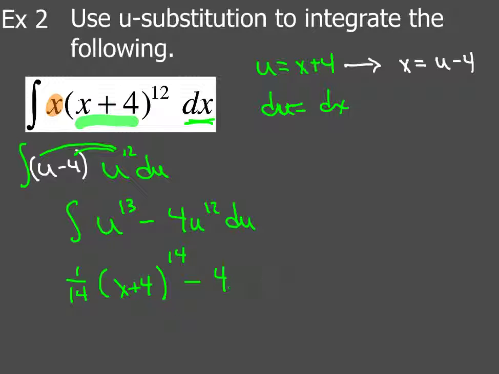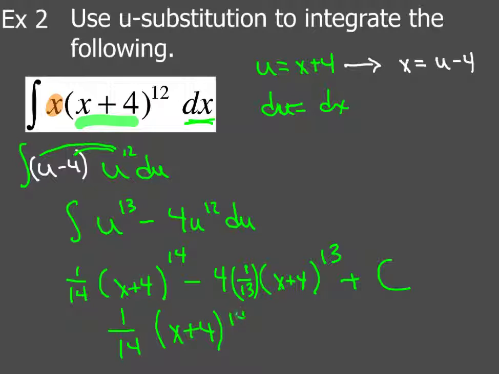Then we've got a minus 4, and when I have whatever to the 12th power, I'm going to add 1. That's going to become 13, and who you be? You be x plus 4. That's going to go in there, and the reciprocal of 13 is 1 over 13. Now I'm just going to clean this up a little bit, and of course don't forget that plus c. We'll have 1 over 14 times x plus 4 to the 14th power, minus 4 over 13 times x plus 4 to the 13th power, and then plus c.